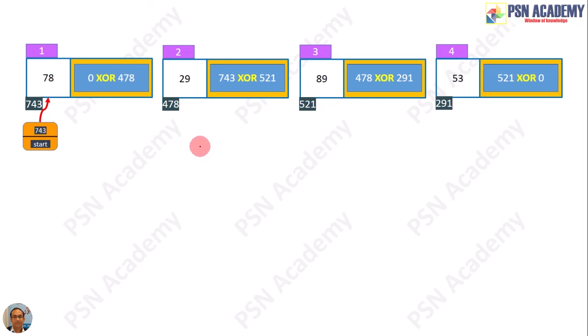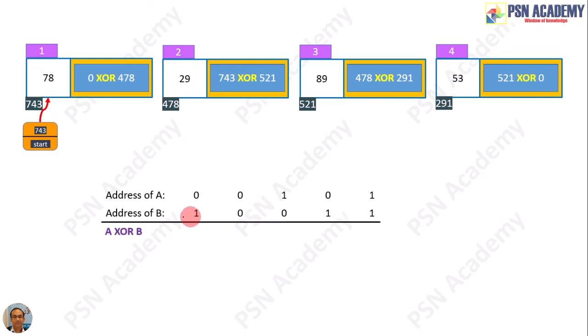Now let me explain the logic behind XORing these two addresses and storing the result here. How will you evaluate the next node's address when you stand in any of these nodes? First you have to understand the advantage of XOR. For example, say the address of A is 0, 0, 1, 0, 1, and the address of B is 1, 0, 0, 1, 1. And you XOR this A and B.